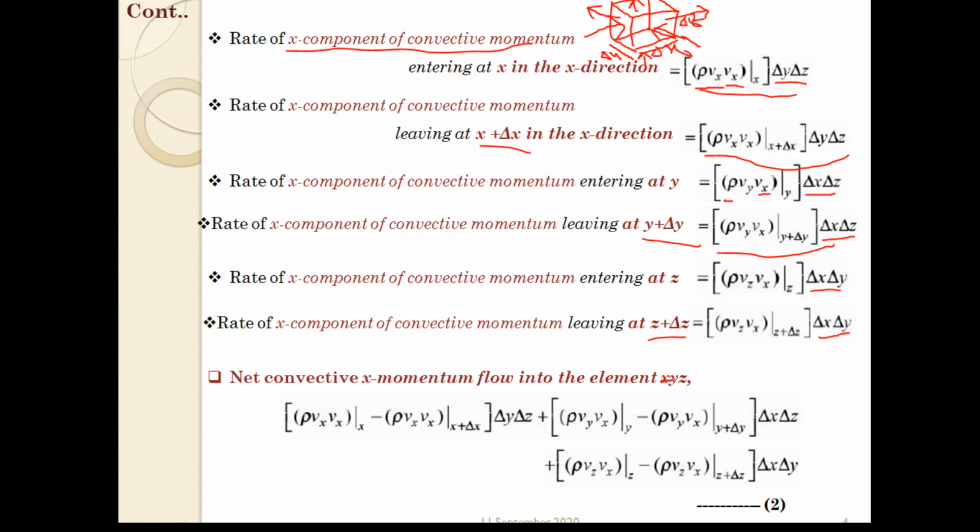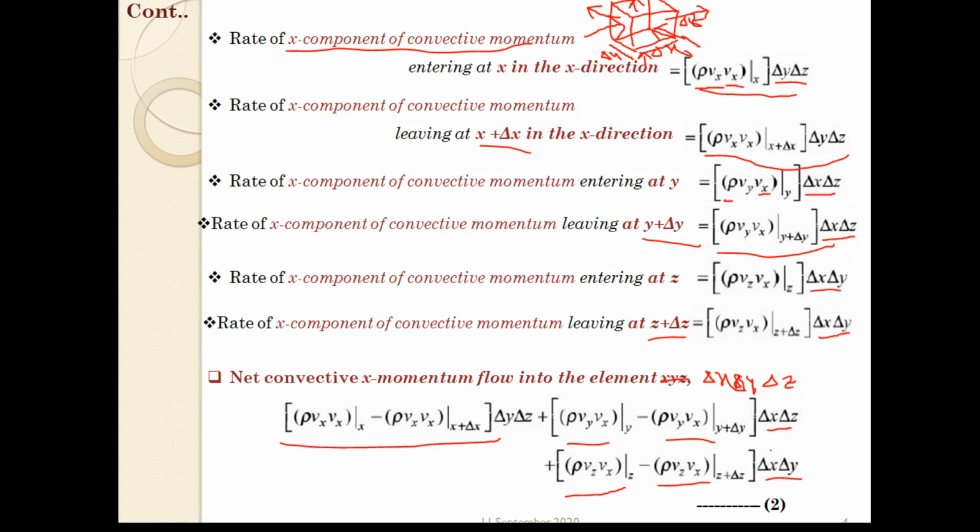Okay, so net convective momentum that is flow into this element will be rho vx into vx, through this x phase and x plus delta x phase, plus at y plus delta y, this one is entering and this one is leaving, through the del x del z phase, plus at z phase entering and leaving through this phase, the del x del y area.